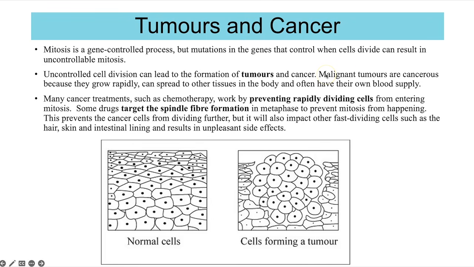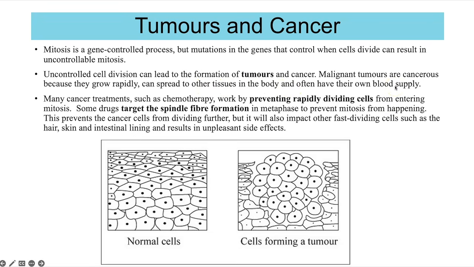And some properties of malignant tumours compared to the non-cancerous, which are known as benign tumours, is that a malignant tumour has the ability for some of those cells to break off and then spread in the blood, or it could be in the lymphatic system, and then lodge into new tissues in the body and create a secondary tumour. And we call that metastasis. They also can develop their own blood supply.